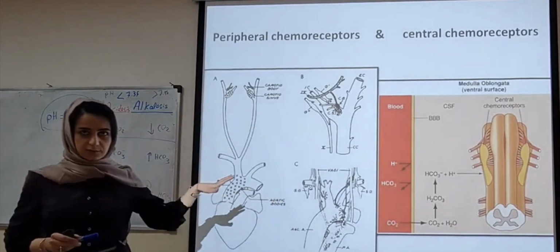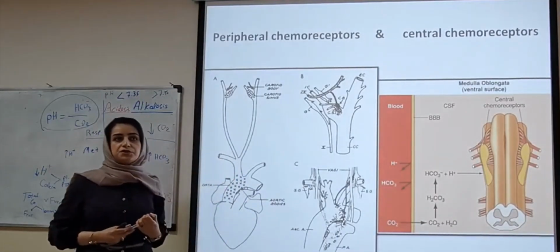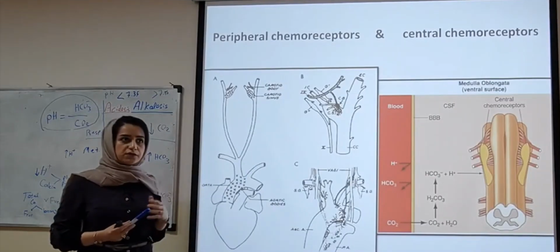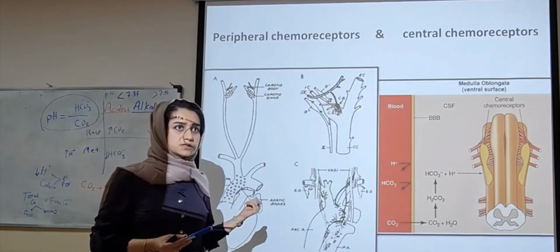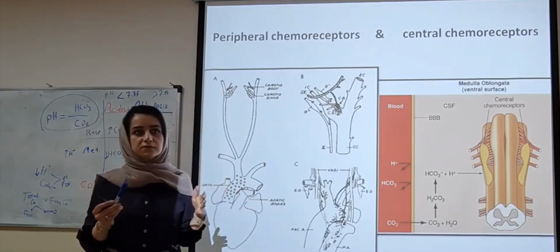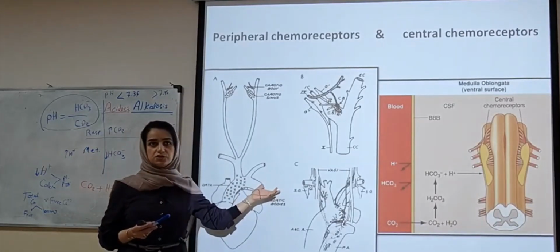Now for the O2, the change in the PO2. What do you think? Does a decrease in the PO2 cause stimulation of the receptor or not? It will cause stimulation of the receptor. But what change is needed in order for the peripheral chemoreceptor to be stimulated for the oxygen?